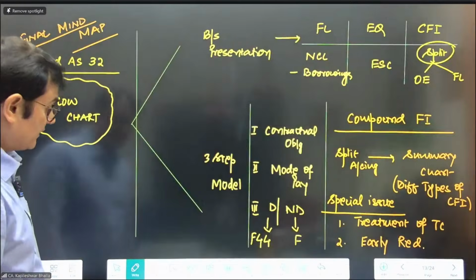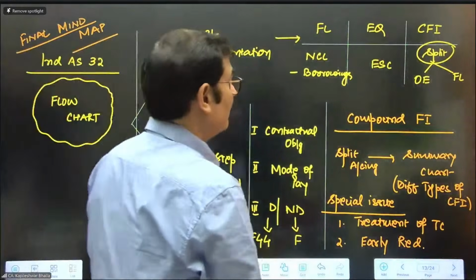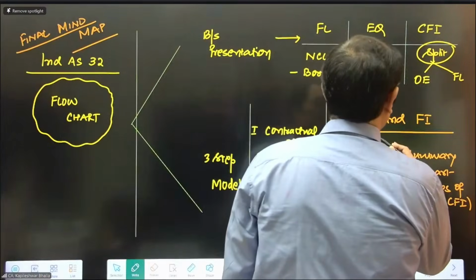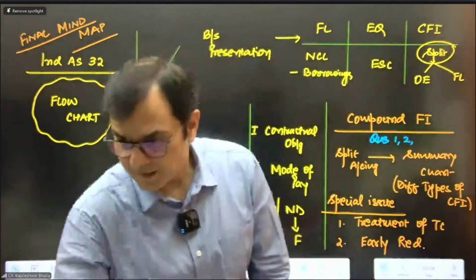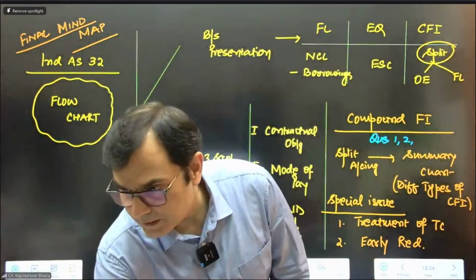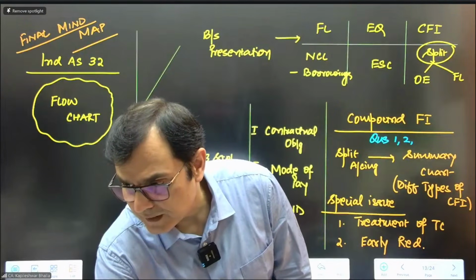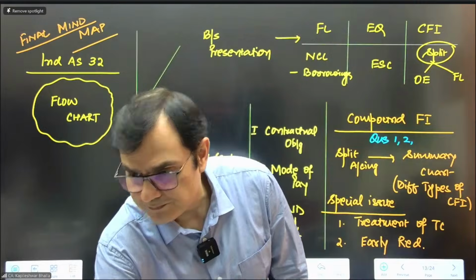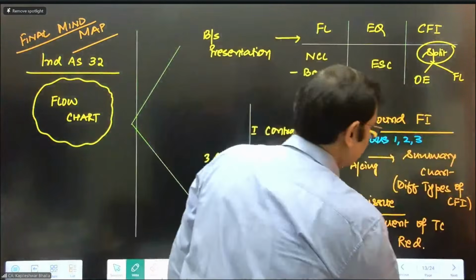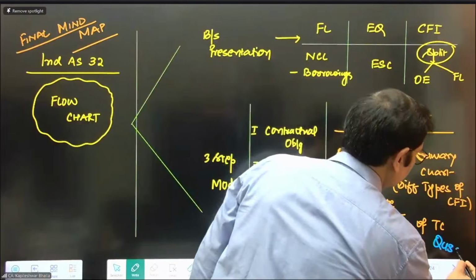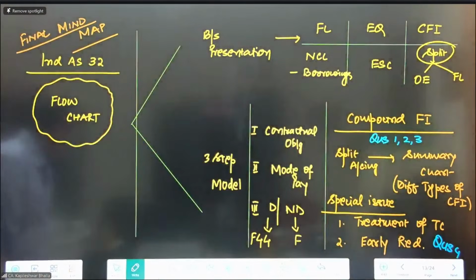So let's now proceed. I can do another small mind map. In this case, we did question numbers 1, 2, 3, and this was question number 4. Questions 1, 2, 3 were on this area, and on the early redemption we've got question number 4. I hope this chart helps.